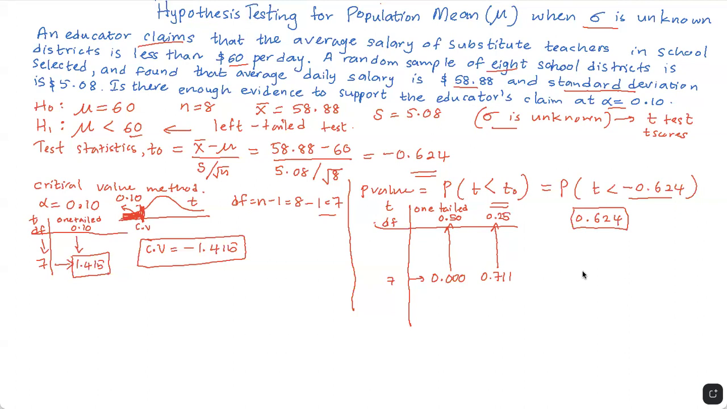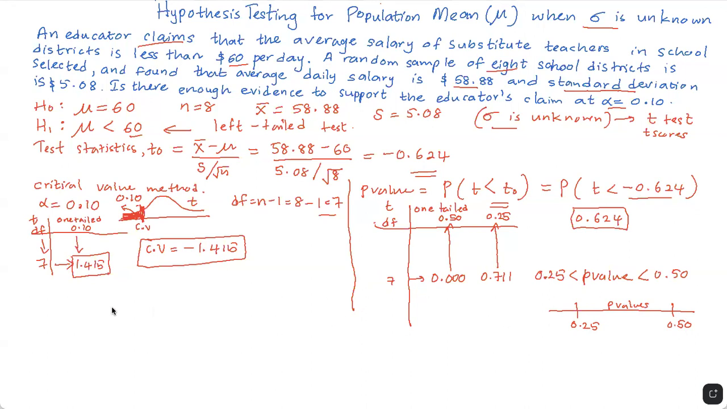So that means your p-value is between 0.50 and 0.25. Here we cannot find the exact p-value, but we can have a range for the p-value like this. So p-value is between 0.25 and 0.50. You can find your p-value like this. And to make a decision, we compare our alpha value with this p-value, right?